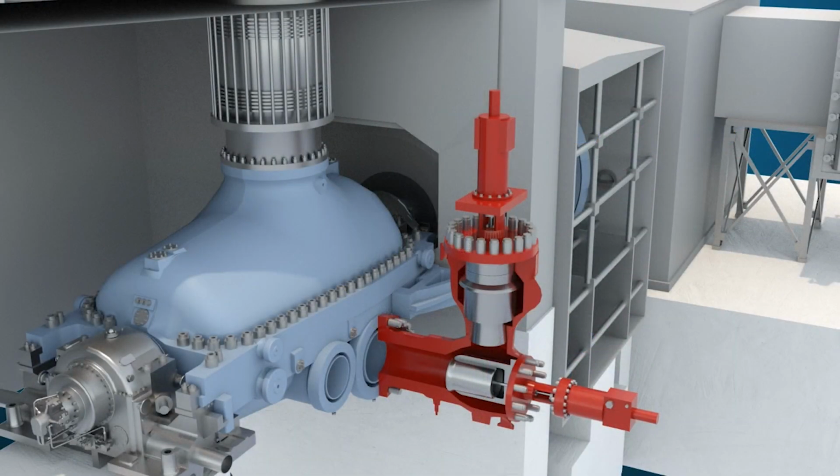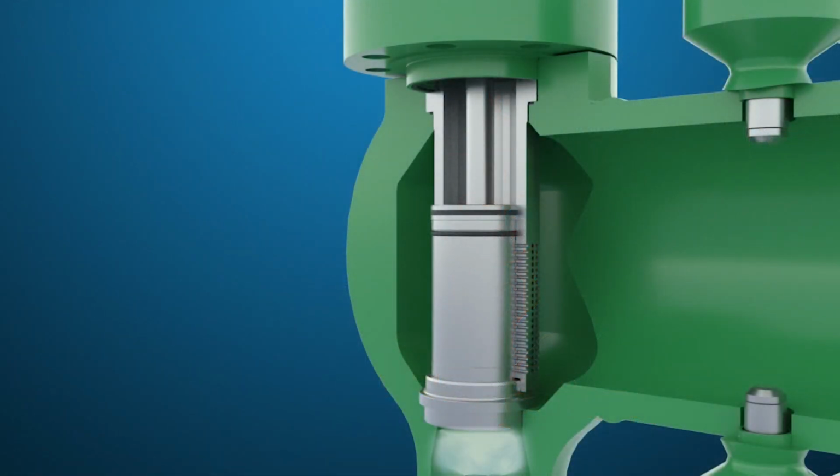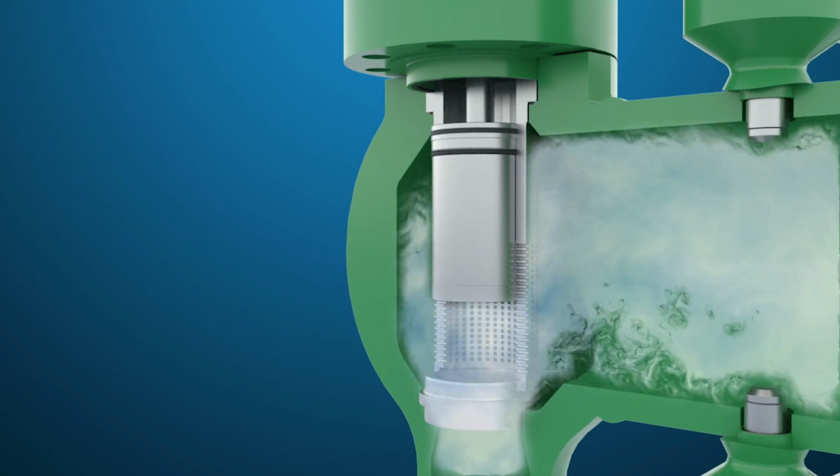The STG trip mode is automatically activated whenever the STG trip pulse signal is true. When the STG trip mode is activated, the DCS will position the high-pressure bypass valve to a calculated position to approximate the HP steam flow that existed before the trip occurred.